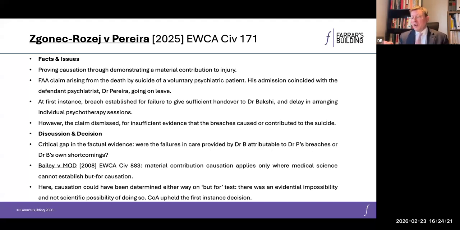And in Zgonec-Rozej, causation, of course, could have been determined either way on the balance of probabilities with the evidence. It was simply that there was an evidential impossibility in the claimant satisfying the but-for causation test. There wasn't a scientific impossibility of doing so.